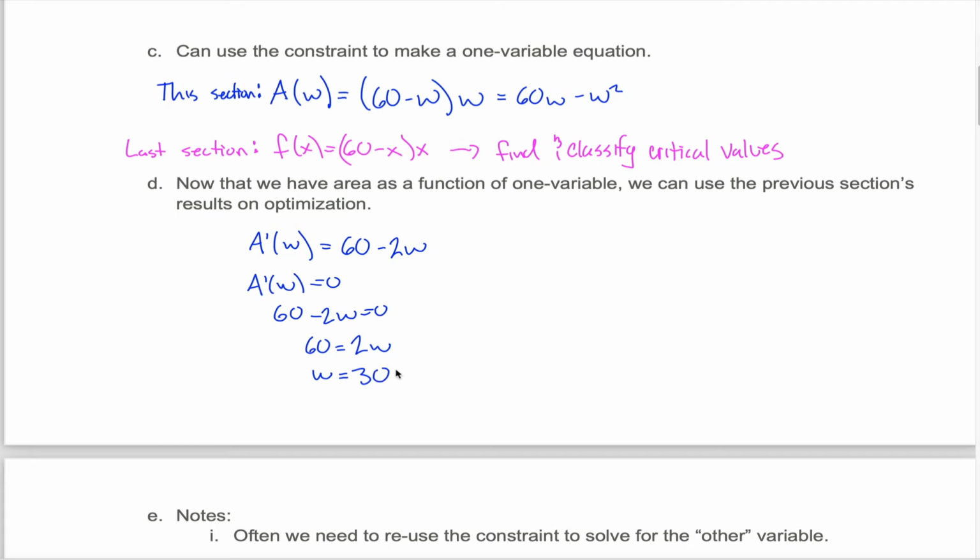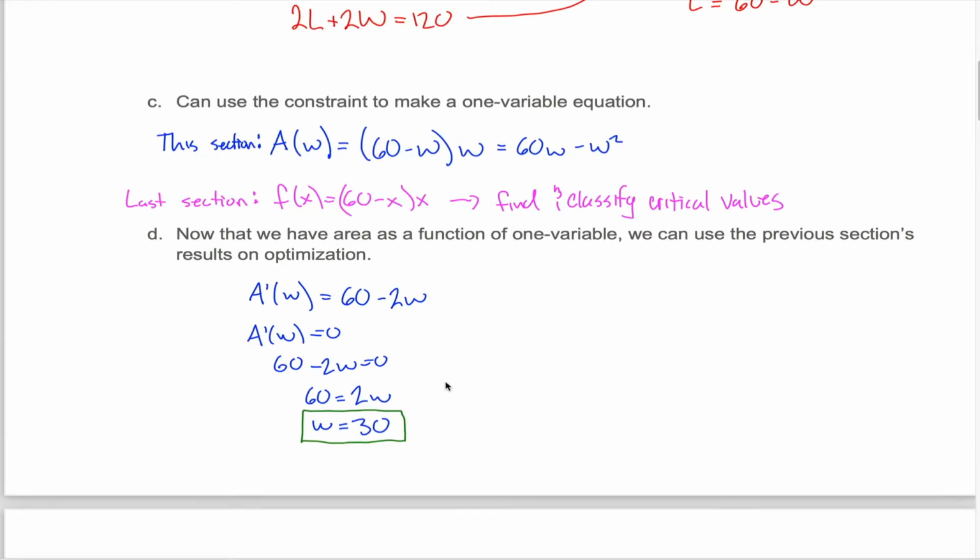This is our only critical value, so this must be our answer. Okay, I'm being a little bit lazy there. This is our answer, but really you don't know that that's the right answer at this point. What you should do is make sure that that point represents a local maximum and not a local minimum. How do you do that? You classify this critical value. The easiest way to classify this critical value is to look at the second derivative, A double prime of w.